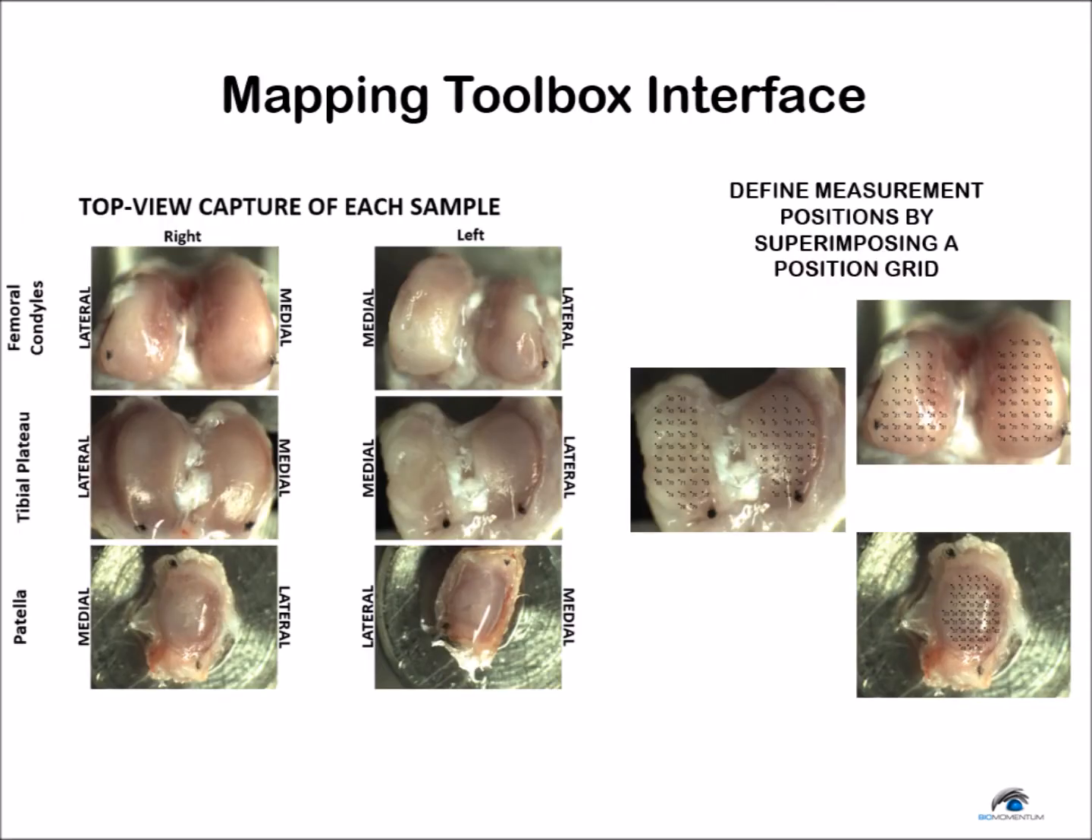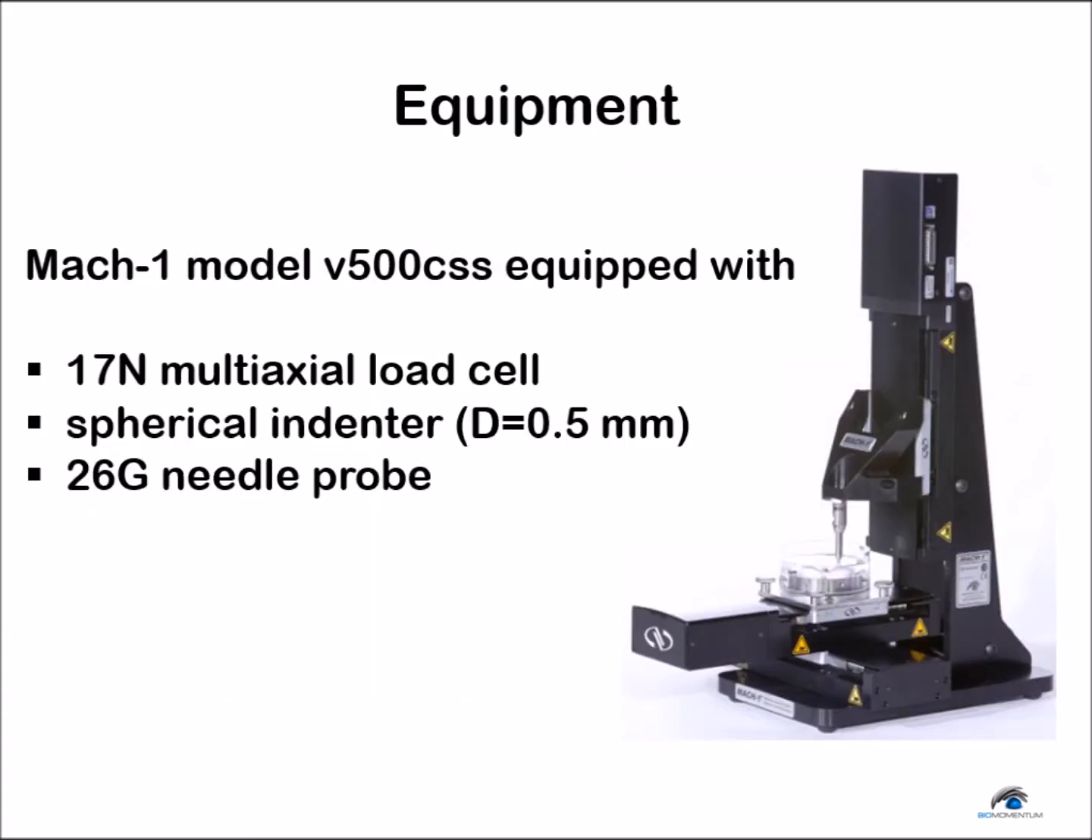A camera registration system called the Mapping Toolbox was used to obtain a top-view image of the sample. Then, a position grid was superimposed on the top-view image to define measurement positions. We used our multi-axial mechanical tester equipped with a 17 Newton multi-axial load cell, a spherical indenter of 0.5 mm diameter, and a 26 gauge needle probe.